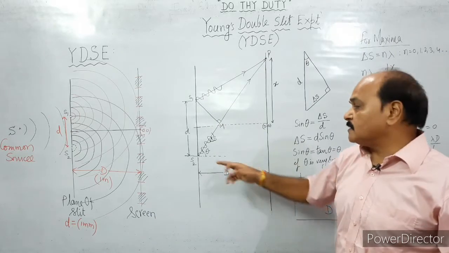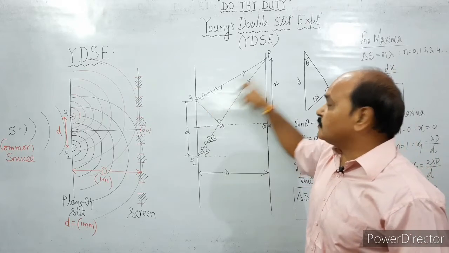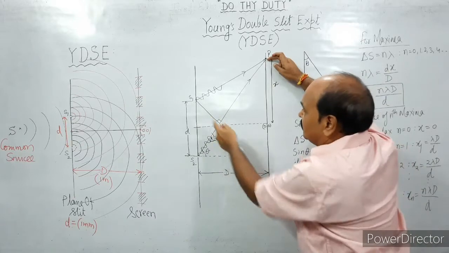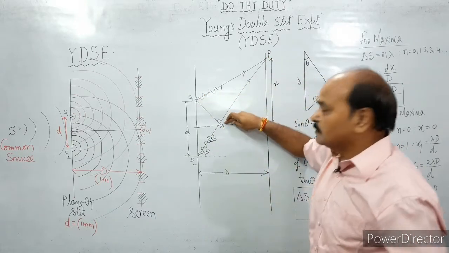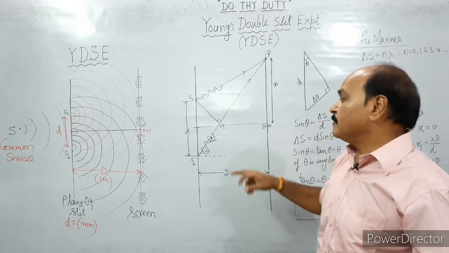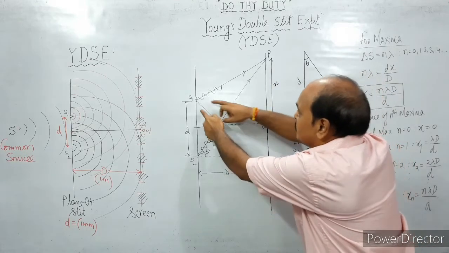So what is the extra distance the wave from this source is covering as compared to the wave from this source? For that, we have cut out this much of length from this particular length, or we can say we drop a normal here. We drop a normal here and the foot of the normal is M.